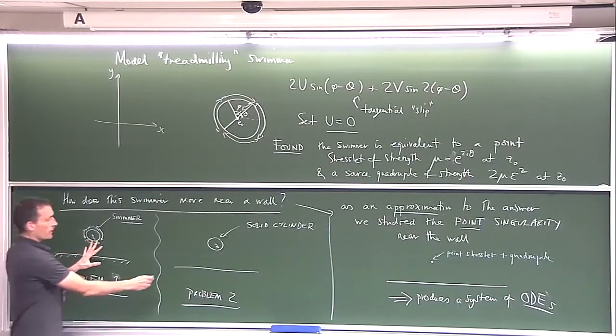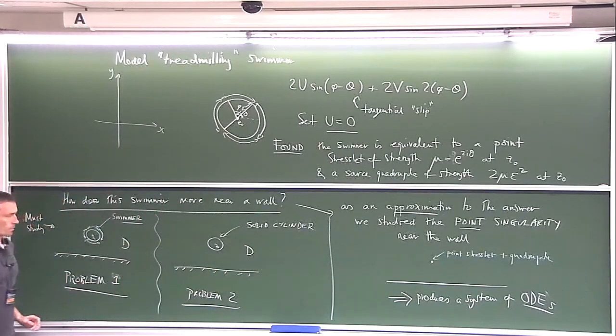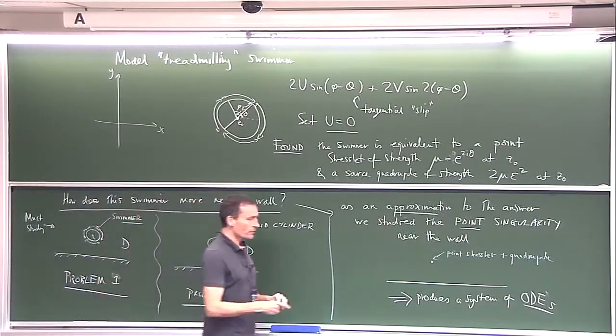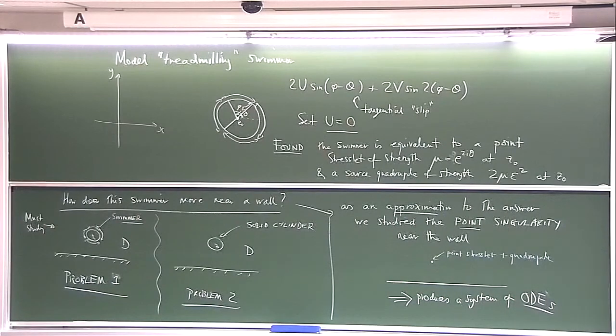But the domains are identical. So this is D and this is D. Everyone think about this, because I remember when I first came across this, I learnt this when I was a student, but I didn't really realize what I was doing. There are two different Stokes flow problems, but the geometry is exactly the same. What's the difference between the two problems?